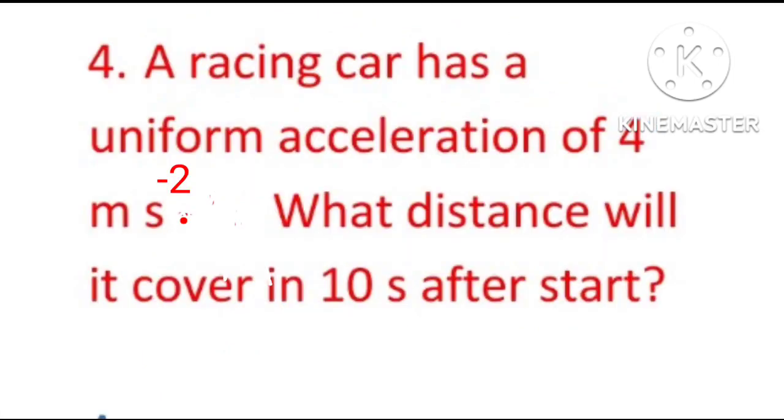Fourth question. A racing car has a uniform acceleration of 4 meter per second square. What distance will it cover in 10 seconds after start? Here, which quantities are given? The uniform acceleration is 4 meter per second square. We can write a is equal to 4 meter per second square, and time is 10 seconds. Then what we have to calculate? The distance travelled we have to calculate.